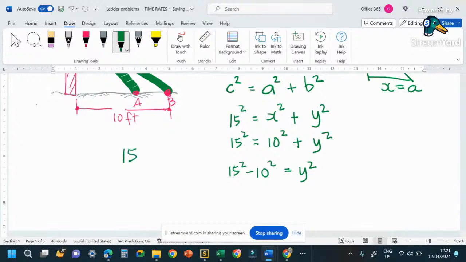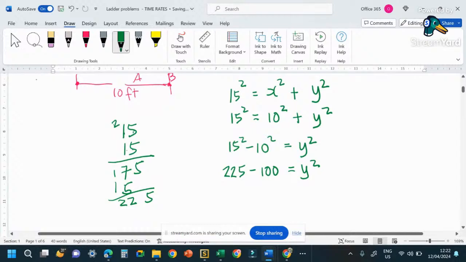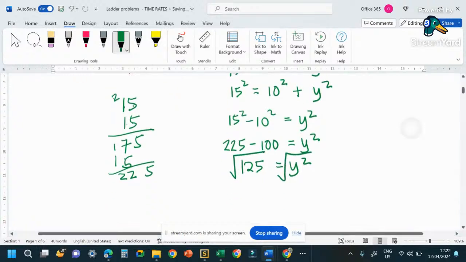15 squared is, let's do some calculations here manually. 5 times 5 is 25, you put 2 there. 5 times 1 is 5 plus 2 is 7. 1 times 5 is 5. 1 times 1 is 1. So 225, okay? So that's 225, take away 100, 10 times 10 is 100, is equal to y squared. 225 minus 100 is 125, equal to y squared. And then to get just y, you have to extract the square root on both sides.